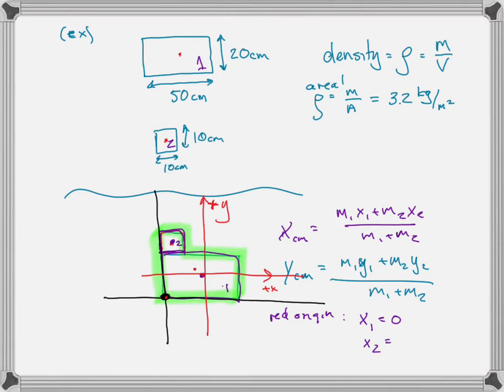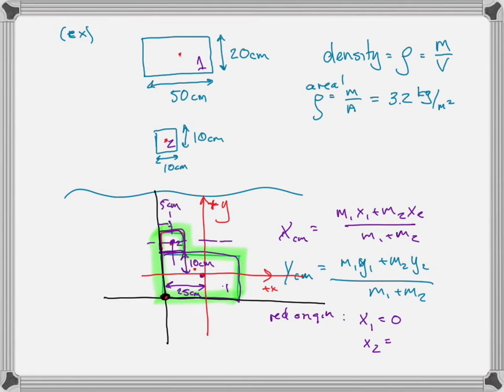The distance from here to here is 25 centimeters because of the size that I cut the block. The distance from here to here is 10 centimeters because of the size that I cut the big block. And the distance from here to here is 5 centimeters. I'm just writing down some distances here.